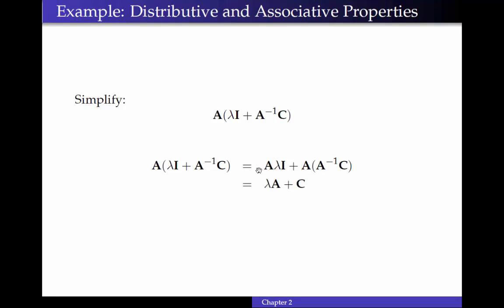And so if I were to do that, I would have lambda times A times I, the identity matrix. And so anything times the identity matrix is just what we started with. So A times I is A. And then over here, I can use the associative property and realize that rather than first multiply A inverse times C, I'll first multiply A times A inverse. And that will give me the identity matrix multiplied by C, which is just C. So this is a simplified version of this same expression.